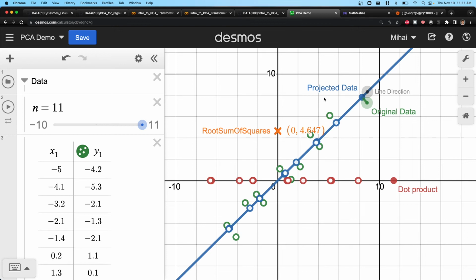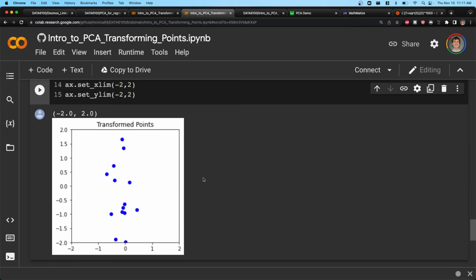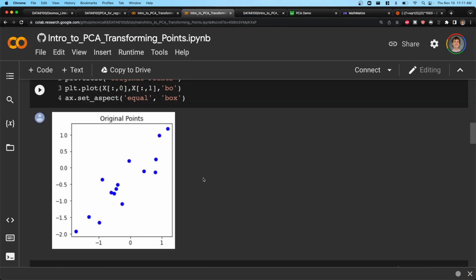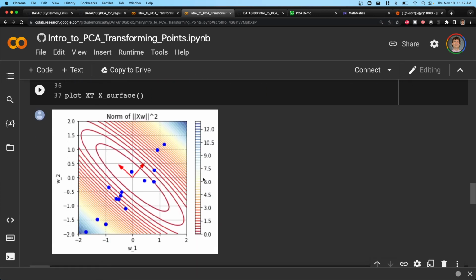And here is the very simple example, kind of going along with the Desmos thing. So we started out with these data points, and then we created this surface by doing projections in different ways. The surface ends up just being something involving the matrix X transpose X. If you work in the eigenvector basis, it's very obvious what to do. The best projection is this red direction, and the second best is that perpendicular direction.